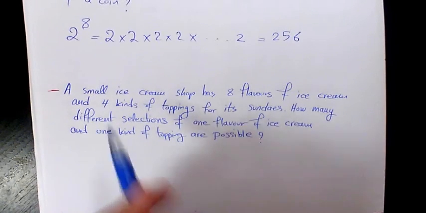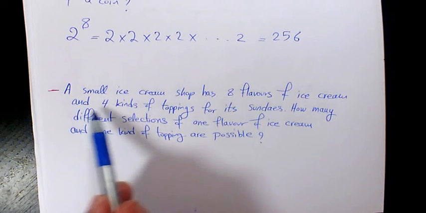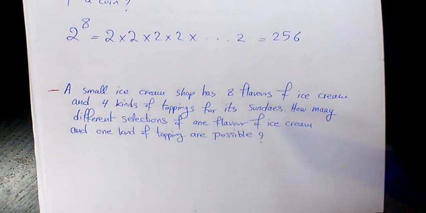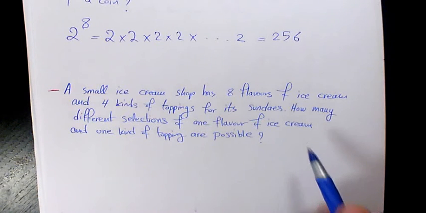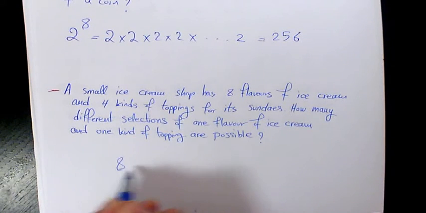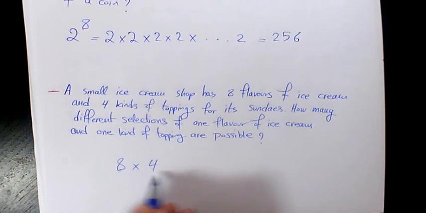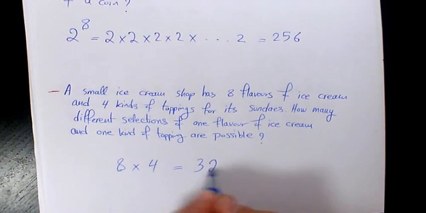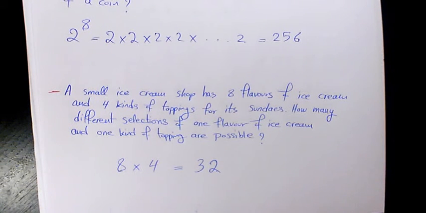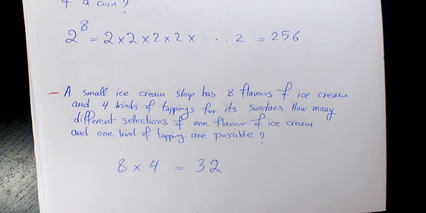Next example, a small ice cream shop has 8 flavors of ice cream and 4 kinds of toppings for its sundaes. How many different selections of 1 flavor of ice cream and 1 kind of topping are possible? So we have 8 flavors and 4 kinds of toppings. Together it's going to be 32 different ways to have different selections of flavor and topping.